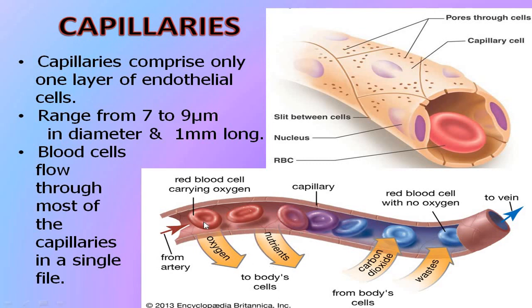As in this figure, you can see that oxygen and the nutrients diffuse from blood out of the capillaries into the cells present in the neighborhood of this capillary, and carbon dioxide and waste from the cells then diffuse back into the blood, which is then carried back to the lungs and then to the heart.